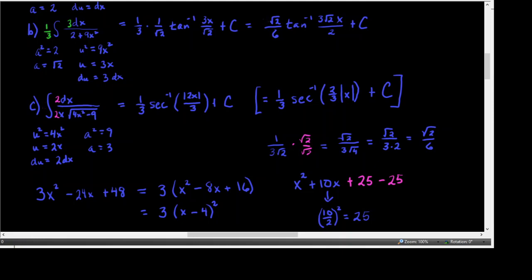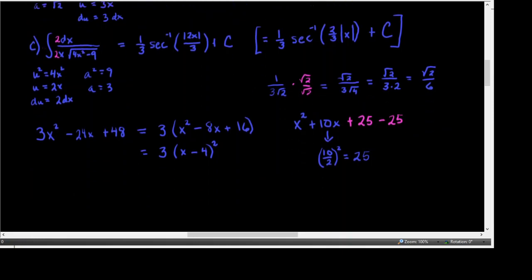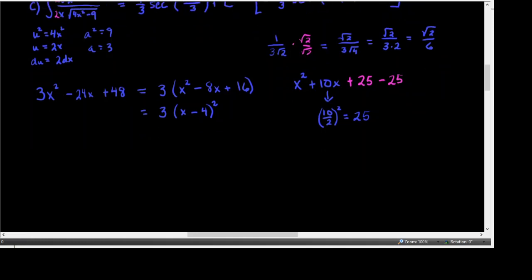I think I was looking at the 3x over square root of 2 when I did that, and that does have a 3 in the numerator. So I think I looked at that and messed up. So I apologize. Anyway, back to what we were doing.